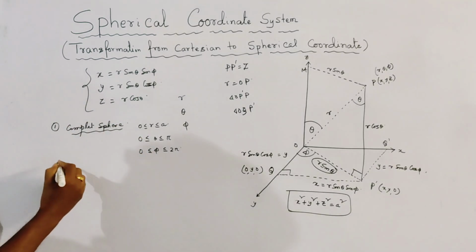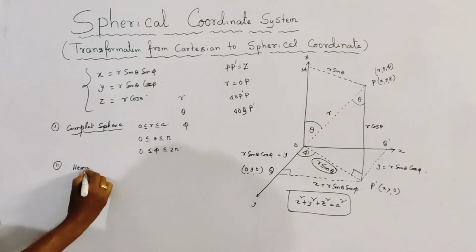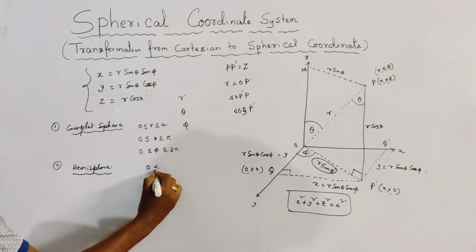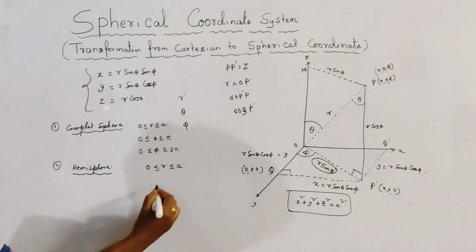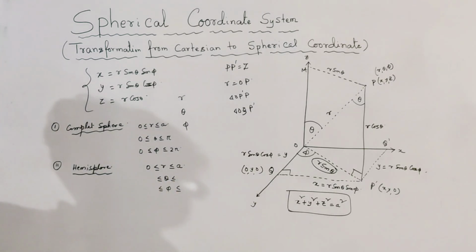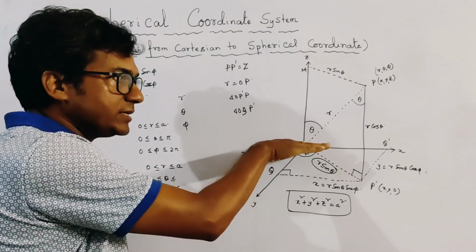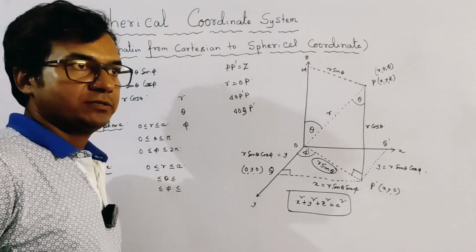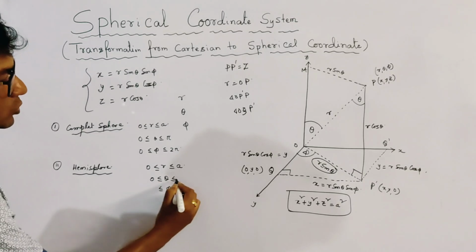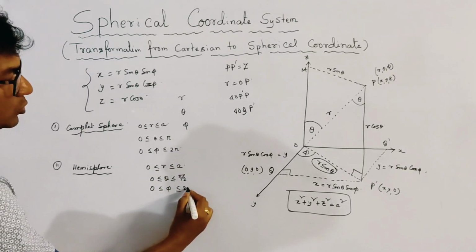Now for the second case, that is a hemisphere. The first range is obviously the same, and what about the second and the third? For the hemisphere, it is clear that the hemisphere lies above the xy plane. So the only change is theta from 0 to pi by 2, and phi is the same, from 0 to 2 pi.